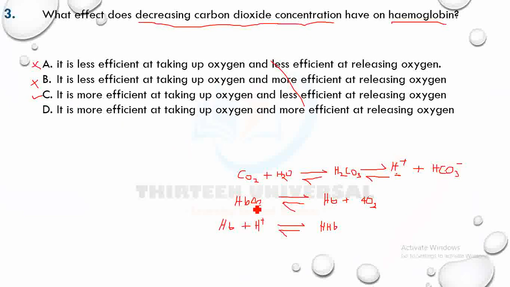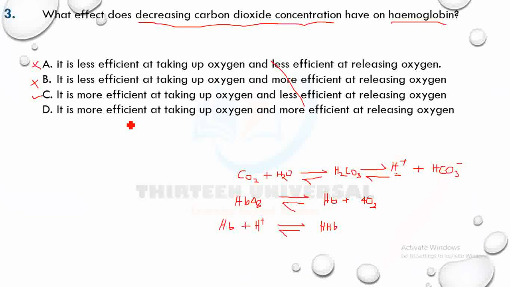One of the reasons why hemoglobin releases oxygen here is in order to bind with proton. And proton is produced when CO2 dissolves in water inside red blood cell. So if you have less of CO2, we're going to have less of proton, and therefore hemoglobin will be less likely to release oxygen. It combines with it more. Do you get? That is why C is correct.